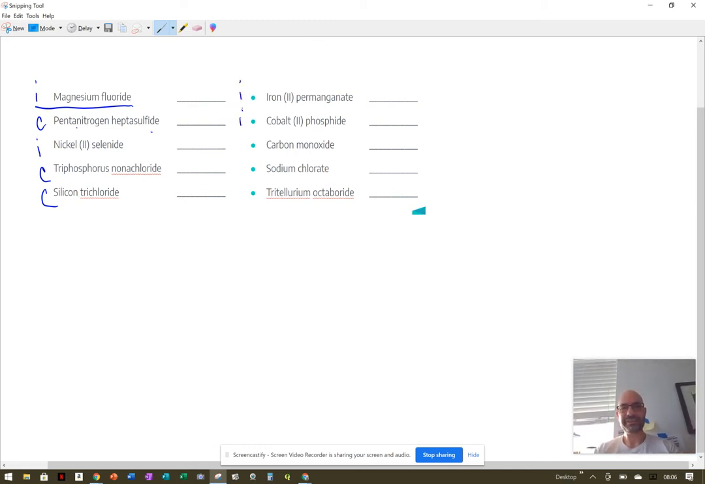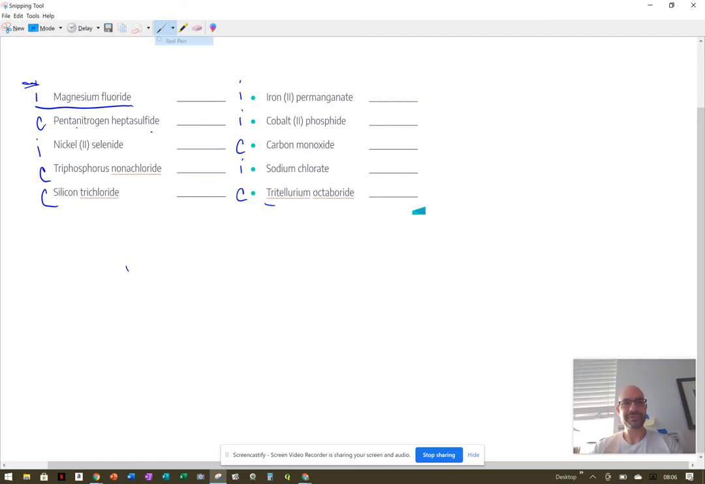Cobalt 2 phosphide, that's ionic. Carbon monoxide, that's covalent. Sodium chlorate, that's ionic. And tritellurium octaboride, so tellurium and boron. Well, with the naming convention, we know that it's covalent. Now we need to write the formulas.